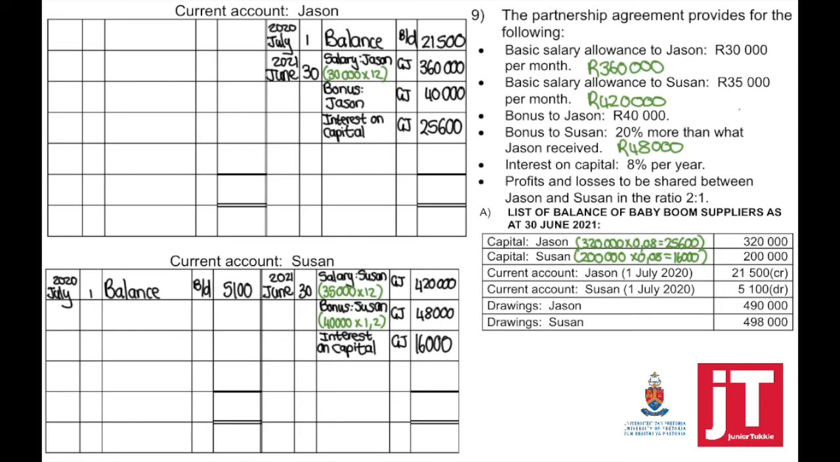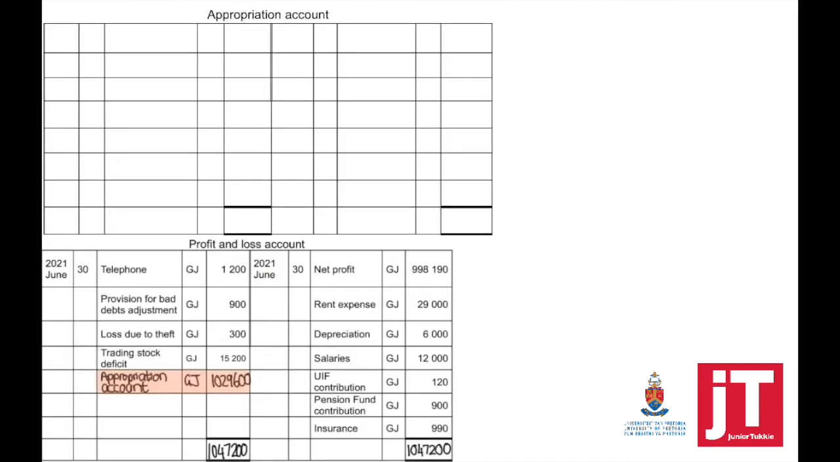Now, profit and losses to be shared between Jason and Susan in the ratio 2:1. So we've now looked at all the primary distributions of profits. The final must be calculated in the appropriation account. We have now calculated the correct net profit in the profit and loss account. This must be taken to the appropriation account. So the profit and loss account is debited, account credited, the appropriation account.